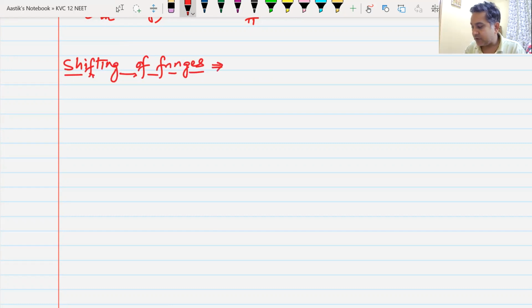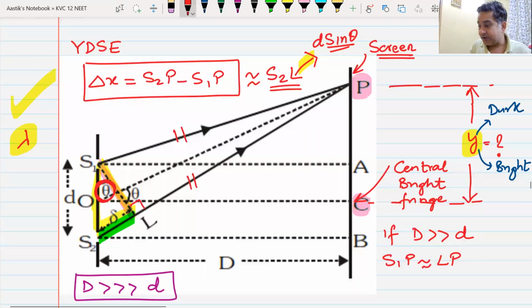What do you mean by shifting of fringes? In the double slit experiment, the only thing that we have done is one diagram. In that diagram, we had two slits, light going from one slit, light going from the second slit, and they were interfering at the point P. Everyone remembers this?